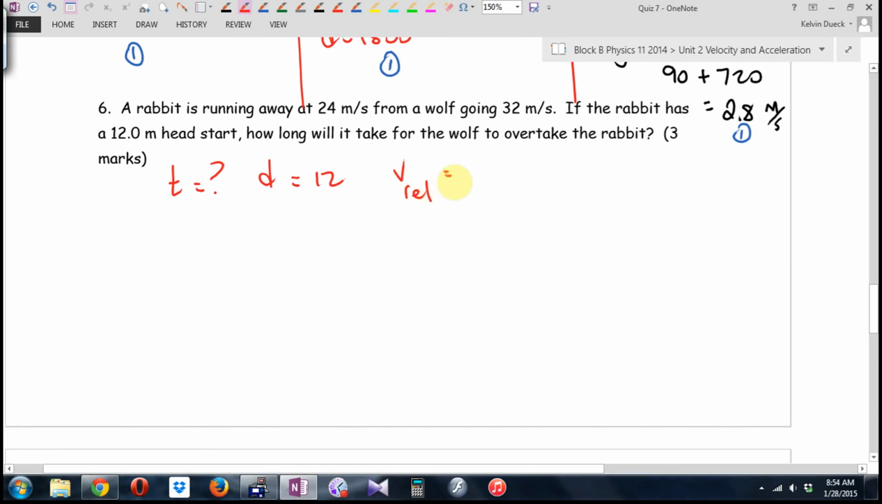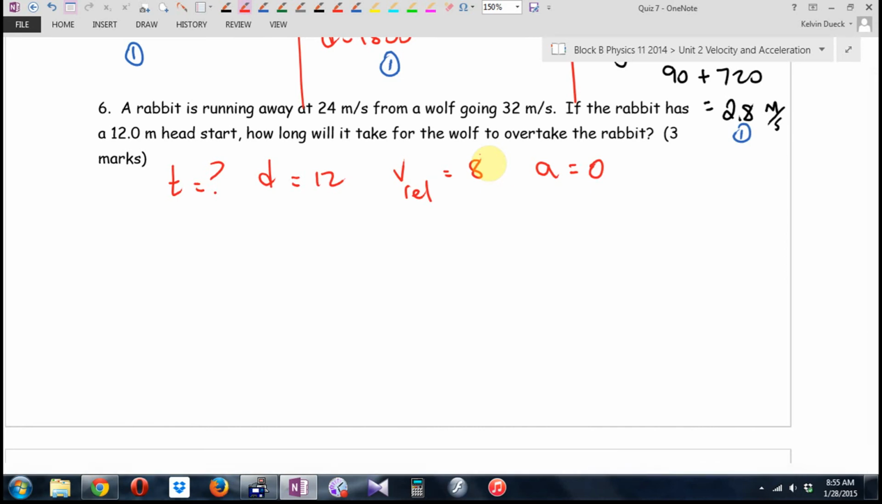And we've said to solve these, use the relative velocity. What's the relative velocity here? How fast is the wolf traveling with respect to the rabbit? 6. I've told you that if it's a relative velocity question, I'm not going to give you an acceleration. Velocity is actually 8. Thank you.